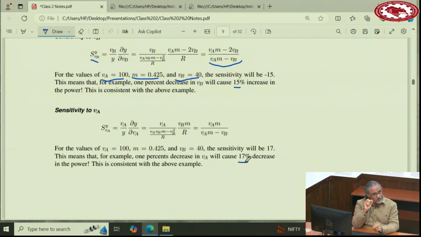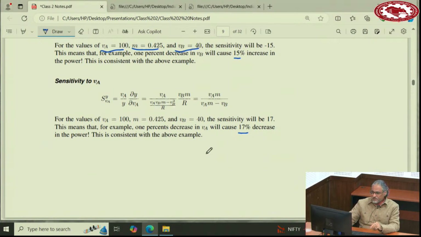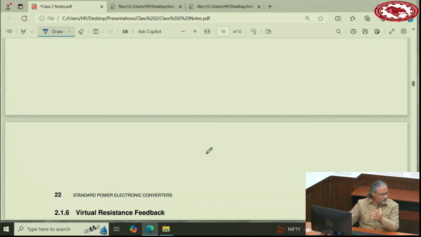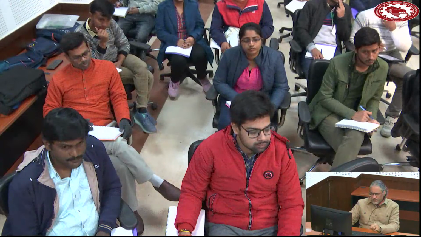Yesterday, if you remember, we changed them 2%. 2%, the power will change 34%. So that was the numbers. You can go back and check. These are basically, so this is a very standard sensitivity analysis, but at the same time very useful.